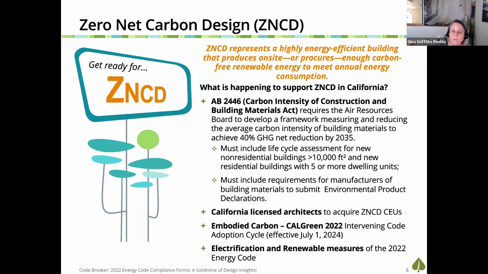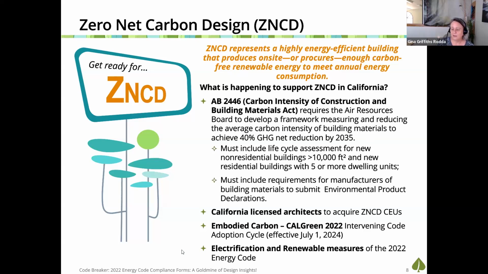We also have new embodied carbon requirements of CalGreen, that's Title 24, Part 11, that went into effect July 1st of this year, just a couple months ago, and that will apply to non-residential and school buildings. You should be aware of that. And we have more aggressive electrification and renewable energy source measures within the energy code for this current 2022 code cycle, and it's going to be more robust in 2025.